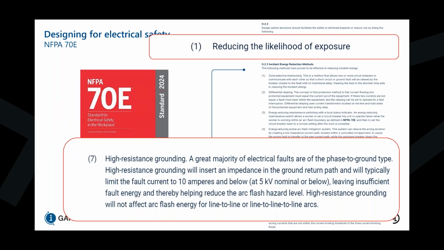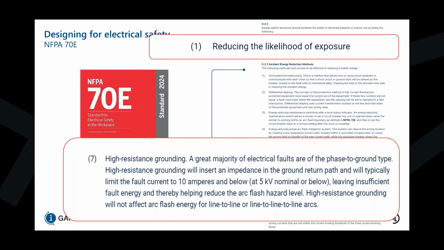High resistance grounding is actually the only one out of the incident energy reduction methods listed that is reducing the likelihood of exposure. By placing a resistor in the ground return path that would limit 10 amps or less on a 5 kV or less system, you leave insufficient fault energy and thereby help reduce the arc flash hazard level.